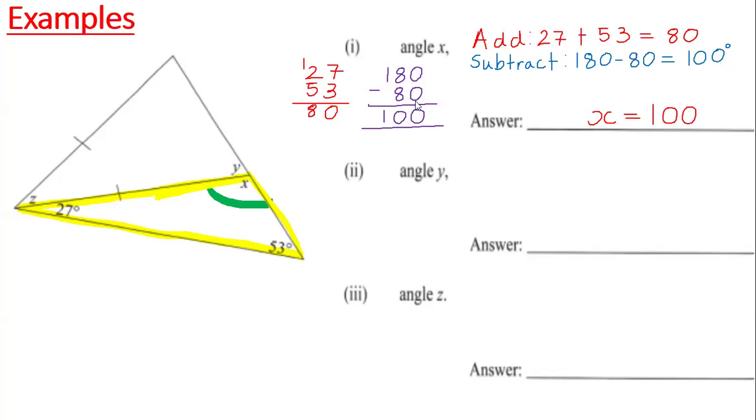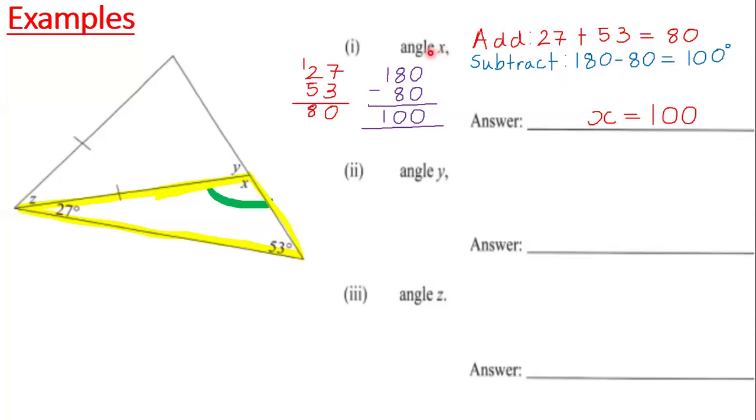Let me know if y'all understand how we got this. Do you understand how I got X? Yes, sir. Mateo, do you understand how I got X? Explain how I got X, please. You add 27 with 53. You get 80. Subtract 80 from 180, and you get 100.